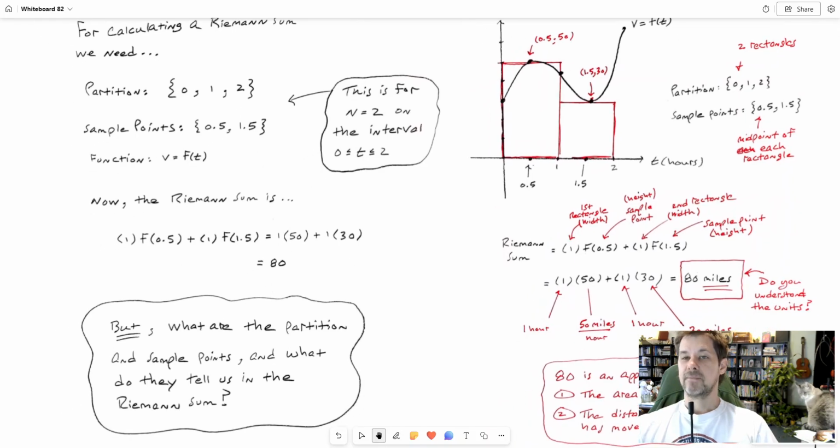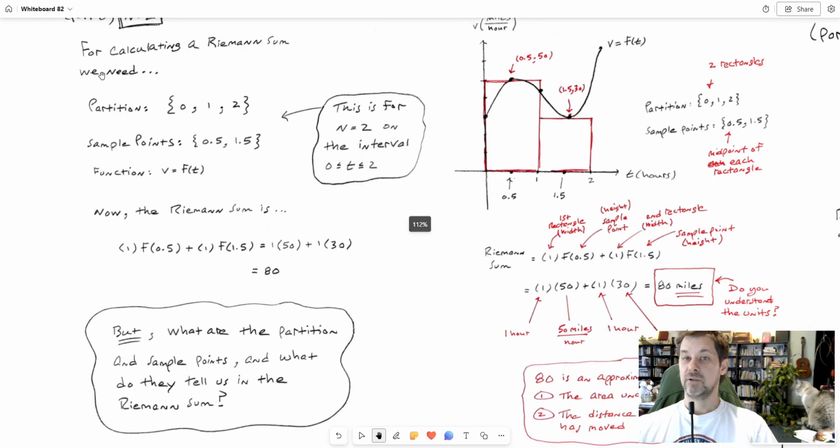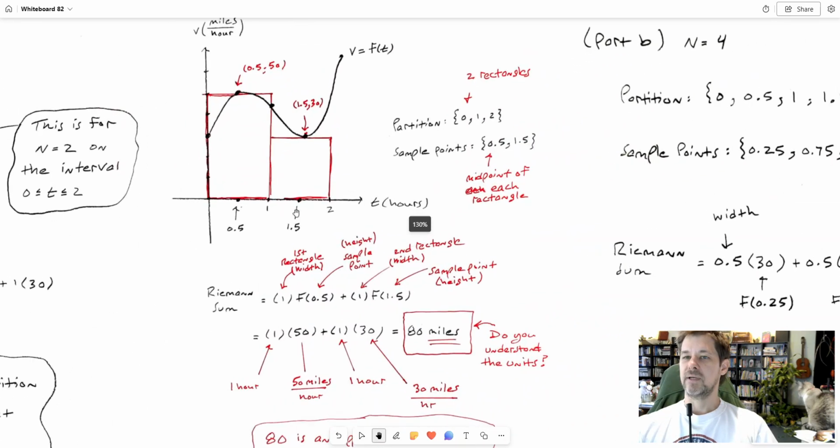Okay, now that's, believe it or not, I think the short story on what the Riemann sum would be in this case. But I think you could understand it better if I told you what the partition and sample points and the function do in this Riemann sum. Like, how do they work together? Why do we find them like this? Why do we multiply and so on like this? What's the whole rationale behind it? So think of it this way.